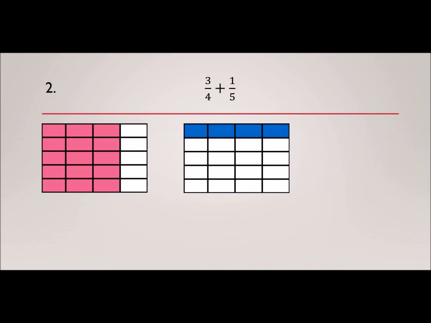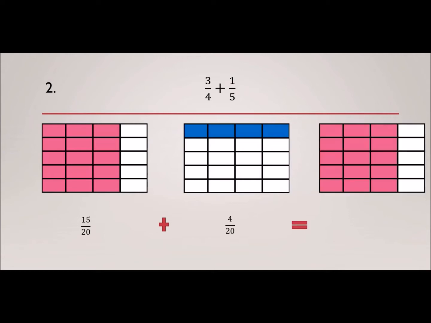So the new fraction that we have of the pink is, how many shaded? Well, we have 15 out of the whole of 20 that is shaded. What about the blue? We have 4 out of the 20 that is shaded. So then together, the pink is 15. We add 4 more. We should then have 19 out of the 20 that's shaded. Okay? Now let's try something else.